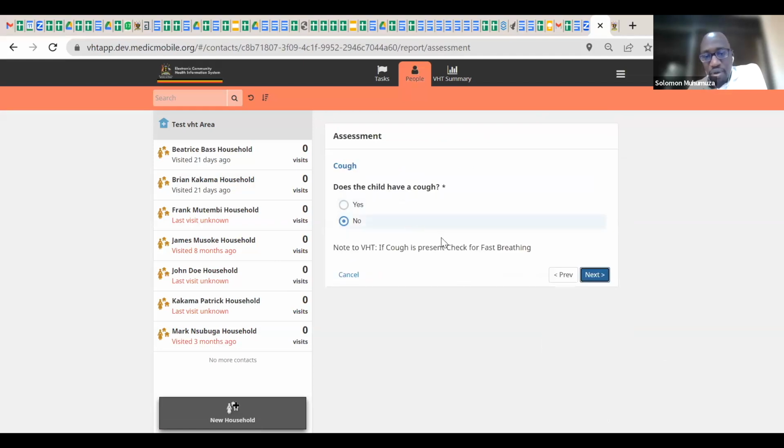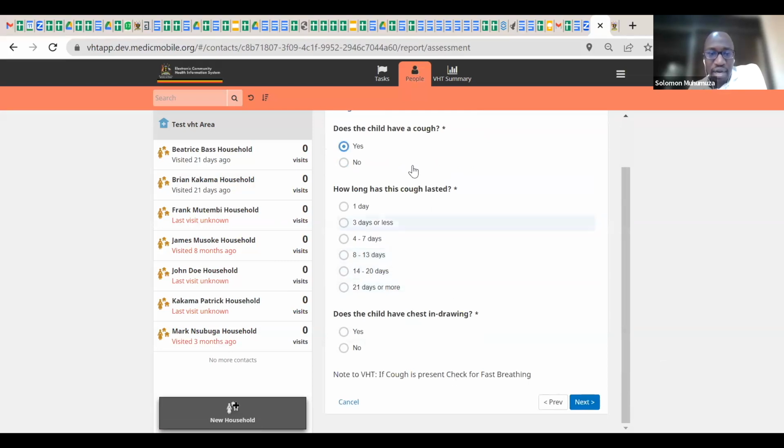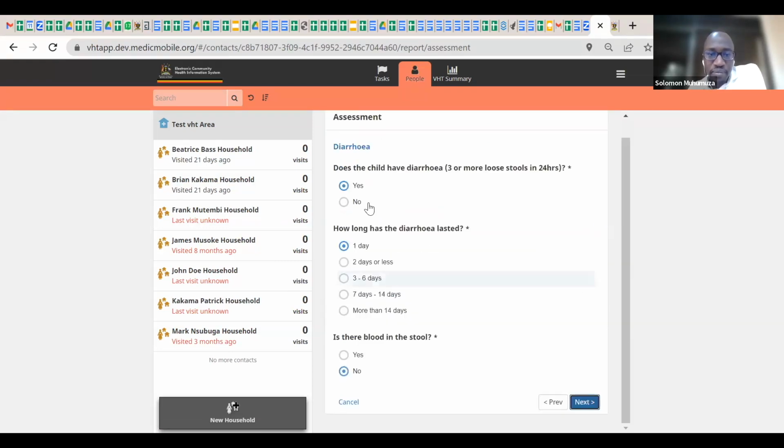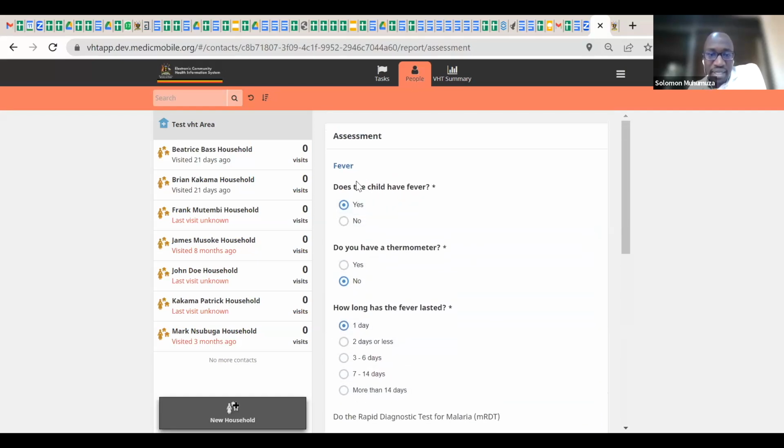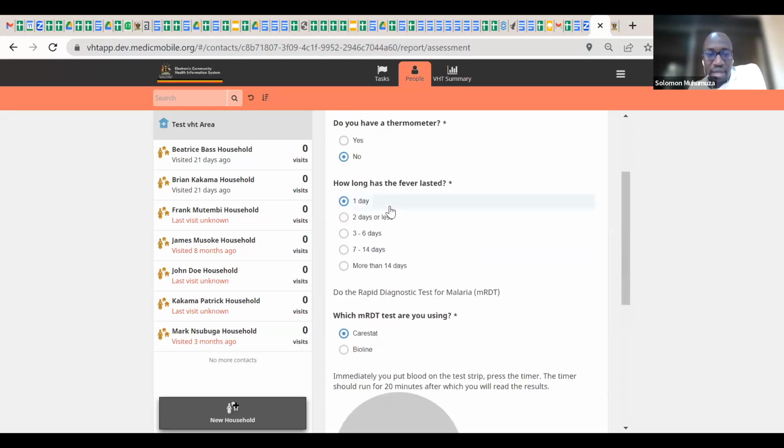Does the child have cough? Mine doesn't have cough, but if it's a yes, then there are other options that you have to select. Does the child have diarrhea? The child has had diarrhea for 1 day, and there's no blood in the stool. Does the child have fever? It's a yes. And we know these VHTs always have challenges. This specific one doesn't have a thermometer.